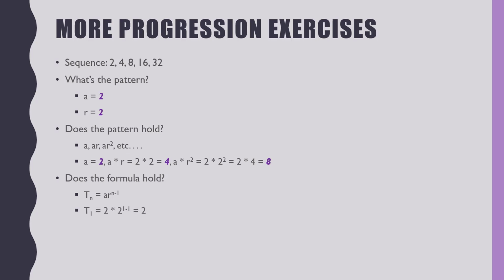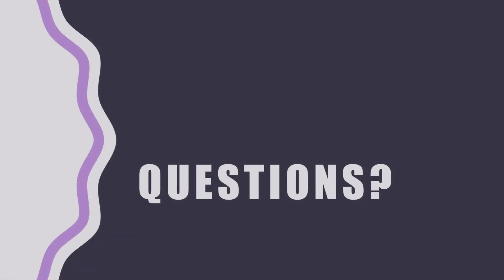T sub 1 is equal to 2, which is our a, times 2 to the 1 minus 1, which is 2 to the 0. What's 2 to the 0? What's anything to the 0? 1. What's 2 times 1? 2, right? Plugging in all the numbers again, you will see that this will work every time, okay? How do we feel? Questions?